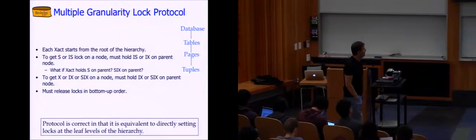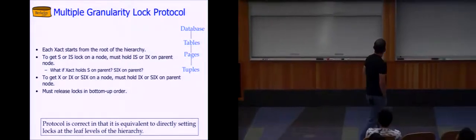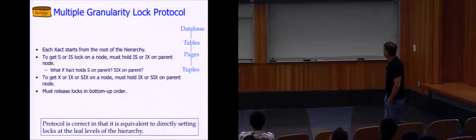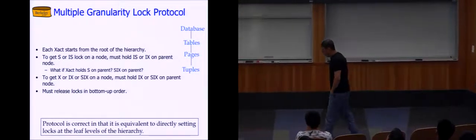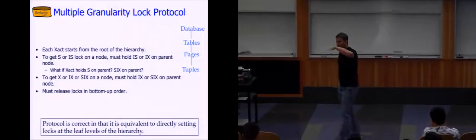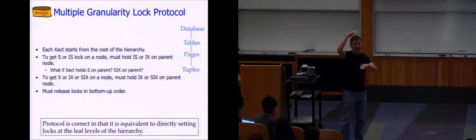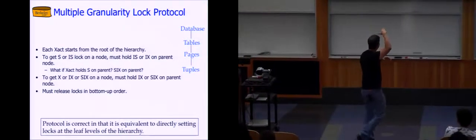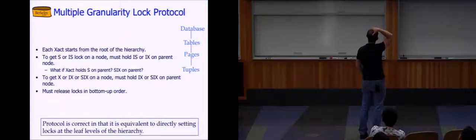Okay, so let's go through this in a little bit more detail. Each transaction starts from the root of the hierarchy. So if your hierarchy is database, table, pages, tuples, you start at the highest part. If you want to get an S or an IS lock on a node, you have to already have an IS or IX corresponding lock on the parent node. Okay? So you're not allowed to change your mind when you go down the hierarchy. You have to have corresponding intent locks up above. All right? And if you want to get an IS lock, it's okay to have an IX lock above you, because exclusive is obviously more specific than shared, okay? So you can have an IX on the parent. Now suppose that a transaction to get S or IX lock on a node must hold IS or IX on the parent node.